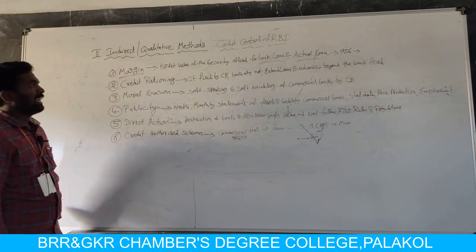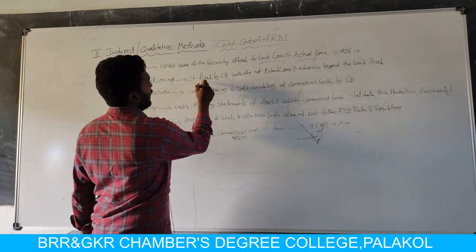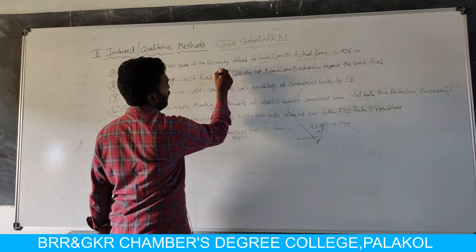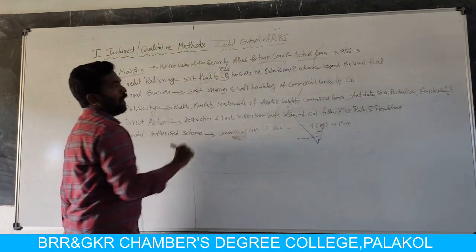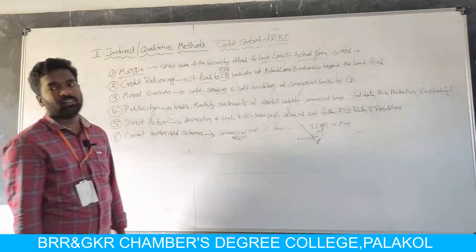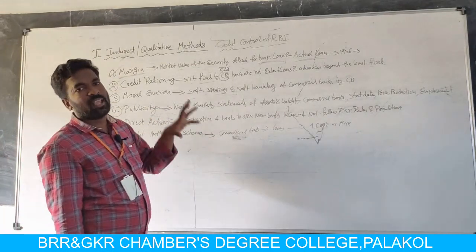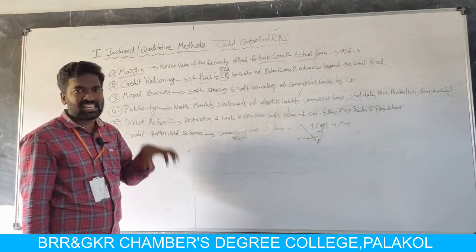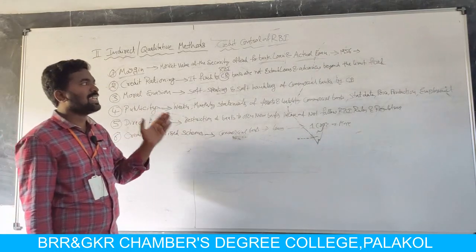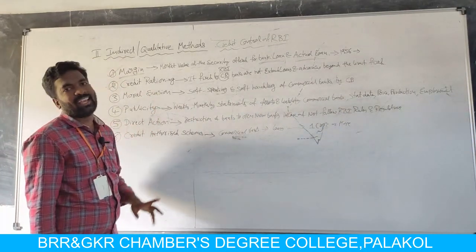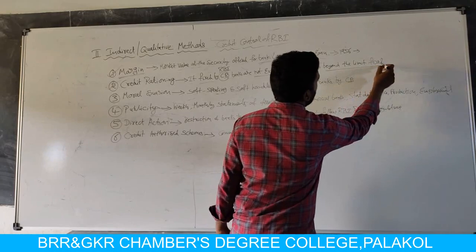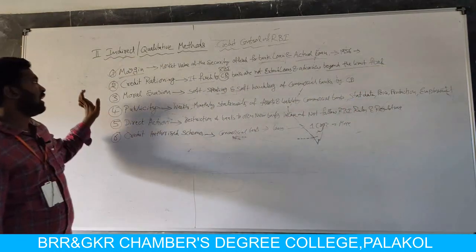Then second point, credit rationing. It means it is fixed by commercial bank or RBI. Banks do not extend loans and advances beyond the limit fixed. It means RBI fixes some maximum amount limit, and within this limit the banks give loans to their customers. In case it is exceeded, the RBI will take action against that bank. This is the second one.